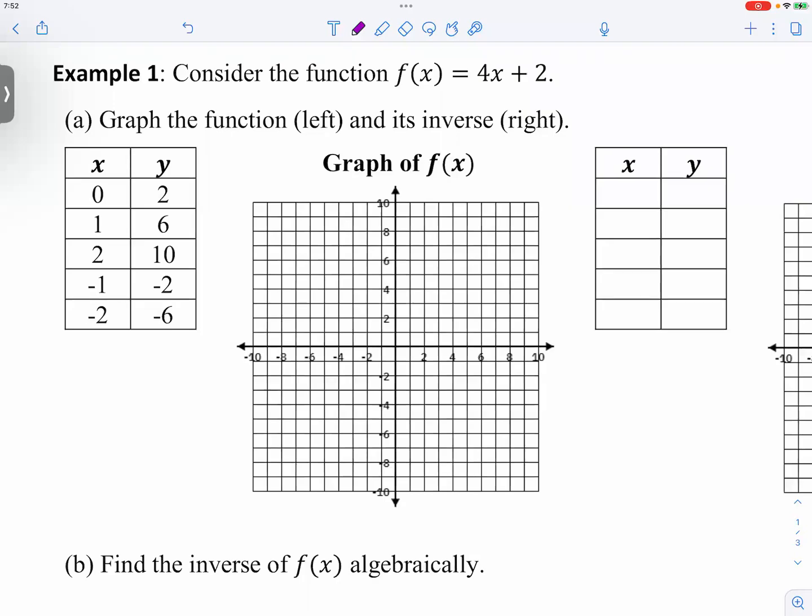Now, let's take a look at example number one. So we have a function, okay? Now, can you go ahead and make a graph of this f of x? Can you make a graph on the picture right here down below? 4x plus 2, okay? Can you make a few dots and then draw a straight line to illustrate the linear function?